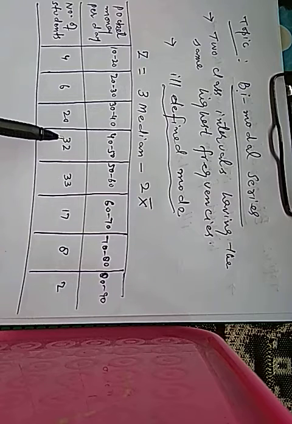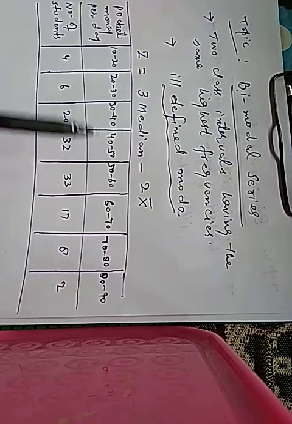But there is another class interval, that is 40 to 50, which has the frequency equal to 32. There is a little bit of difference. There is a very small difference between these two frequencies, and this difference may sometimes be due to some occasional reasons. Therefore, on the basis of this, we cannot easily find out the modal class.